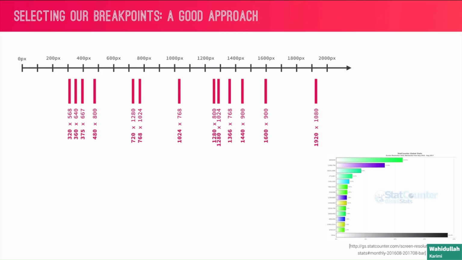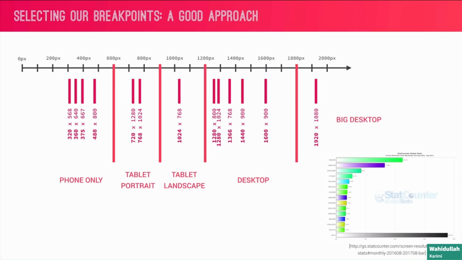Anyway, in this diagram, I just plotted these most used screen sizes that you can see in the chart down there. So from this, you can already see pretty well how we could group these screen sizes, right? So usually we need one breakpoint for phones, one for portrait tablets, one for landscape tablets, and one for the desktop. There can be more, of course, but these are the basics. So where do you think these breakpoints should be based on this diagram?